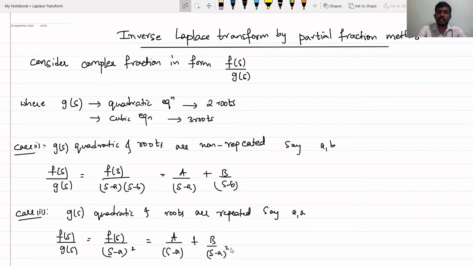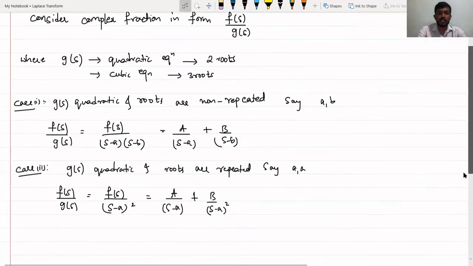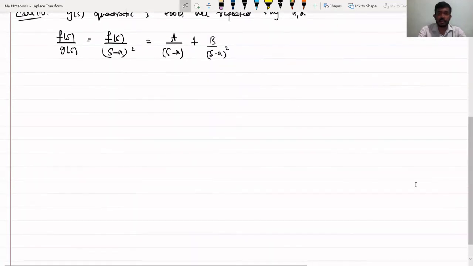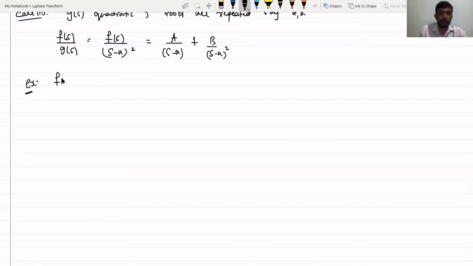Now we study one simple example of how to find the inverse transformation for a given complex fraction. Example: find L inverse of 1 by s minus 2 into s minus 3. So this is of the form f of s by g of s. F of s is 1, g of s is s minus 2 into s minus 3.